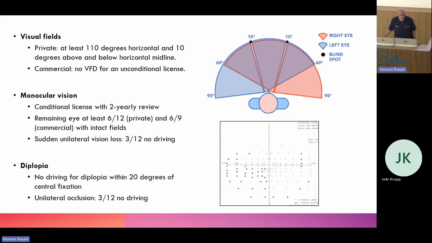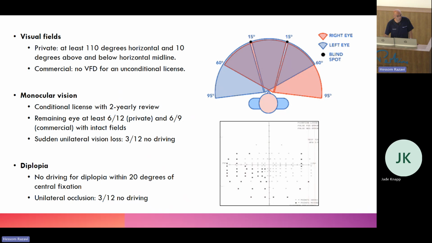Now, what about monocular vision? This is a person who only has one eye, right, or good vision in one eye. They are eligible for conditional driver's licenses. They just need to have a 2-yearly review to ensure that the good eye remains good enough. And the standards are the same as what we talked about on the previous slide. So at least 6'12" for private and at least 6'9" for commercial with good visual fields, normal visual fields.